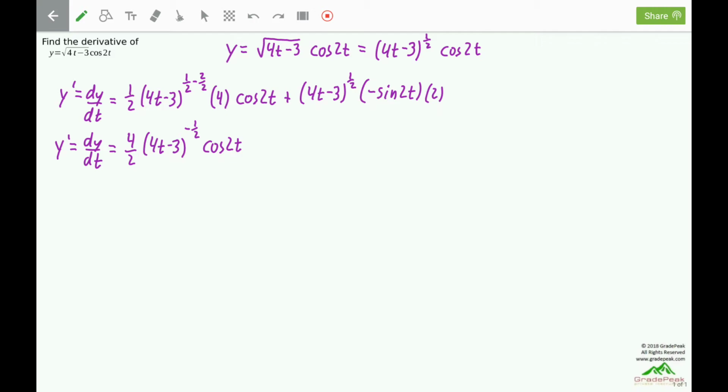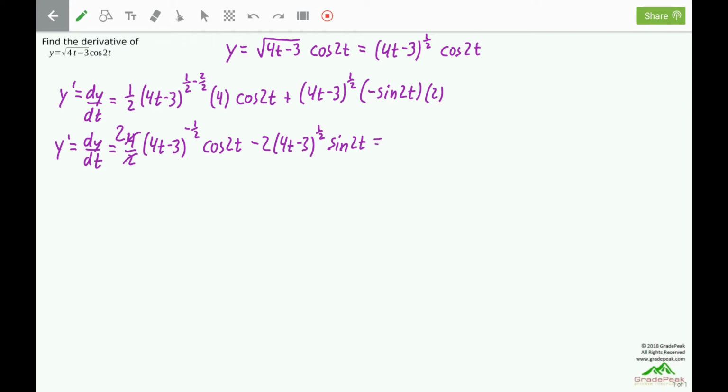For the second term, everything's multiplied, so this negative and this 2 can move to the front. Negative 2. We have 4t minus 3 to the positive 1/2, and then sine 2t. Now this 4 and 2 here will cancel down, leaving a 2.